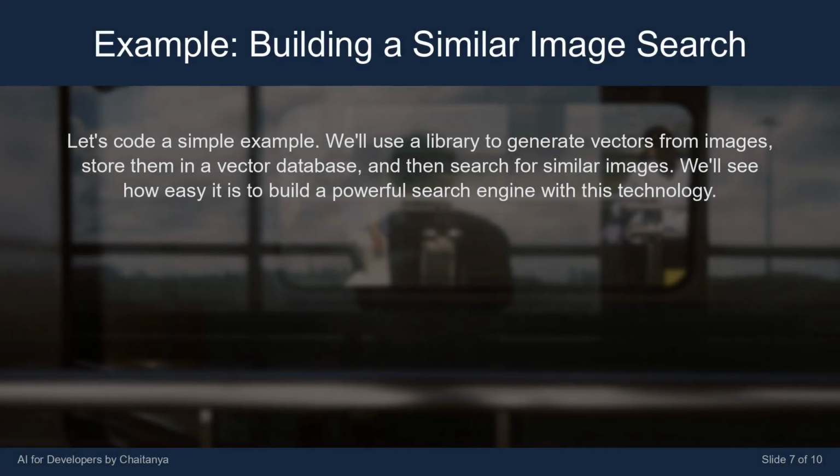Let's code a simple example. We'll use a library to generate vectors from images, store them in a vector database, and then search for similar images. We'll see how easy it is to build a powerful search engine with this technology.